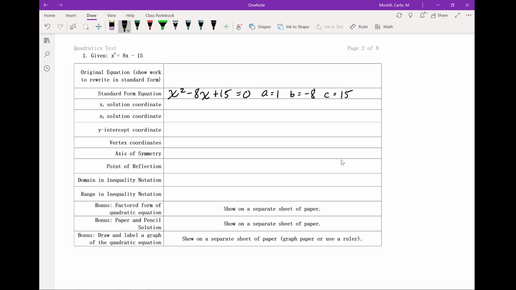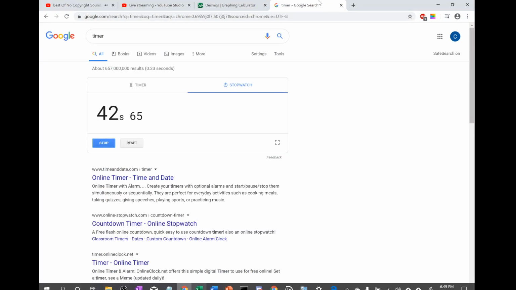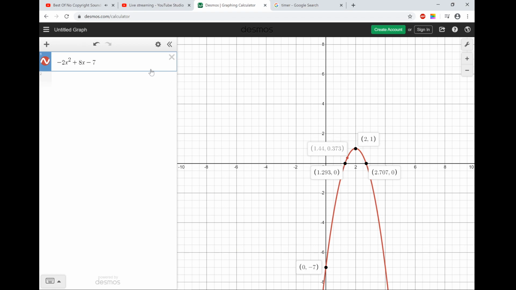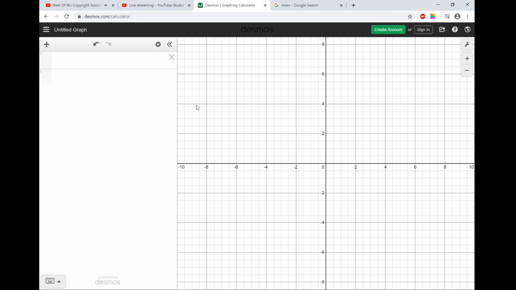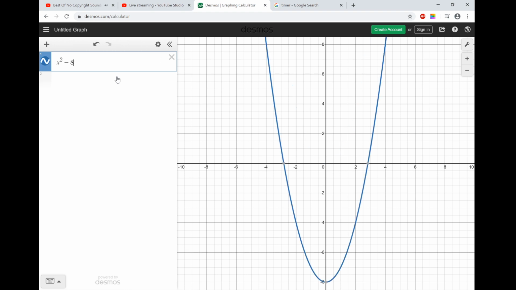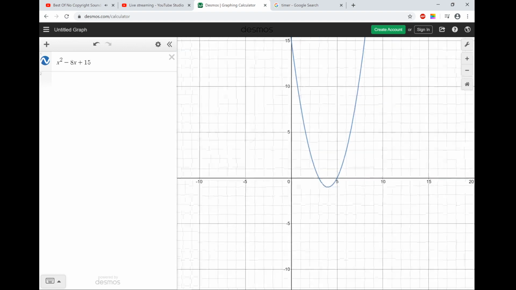All right, let's put it into Desmos. This is question number 1 from the actual test. Let's do it. X squared minus 8x plus 15. Let's see how fast we can do this entire test.